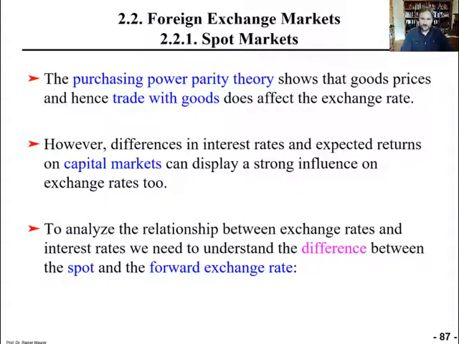So much for this lecture. In the next lecture, we will analyze the influence of differences in interest rates on the exchange rate.